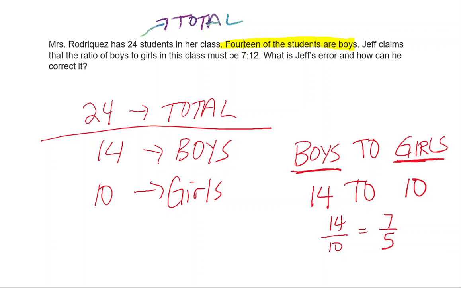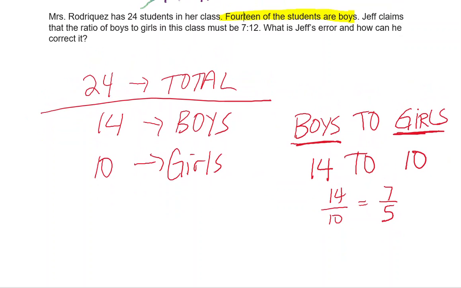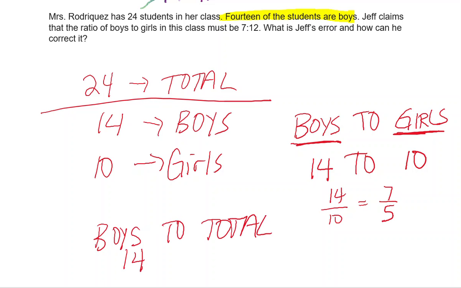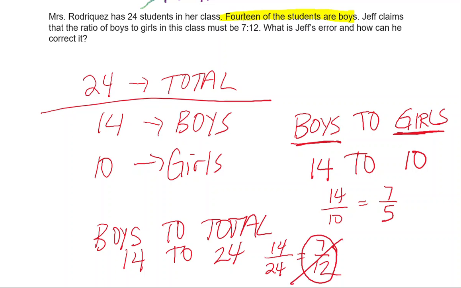How might Jeff have gotten 7 to 12? Well, let's try a different ratio. What if we did boys to total? That would be 14 boys to 24 in all. 14 over 24 simplifies to 7 over 12. So it looks like Jeff used the total as his denominator.